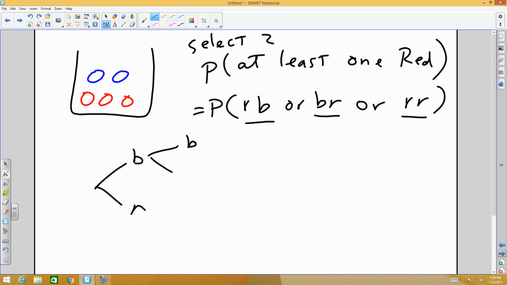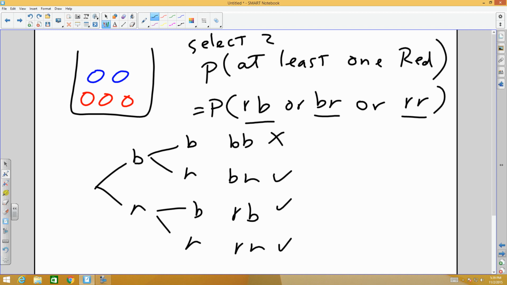BB, BR, RB. I need what? I need the BB, I need the BR, and I need the RB. Do I need the RR? No, I don't need this. I just need these three, right? Each one of them was 3 over 10, remember? So the answer would be 3 over 10, 3 over 10, 3 over 10. That would give me 9 over 10.